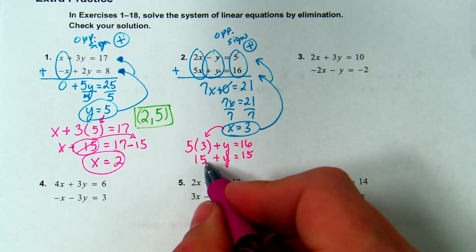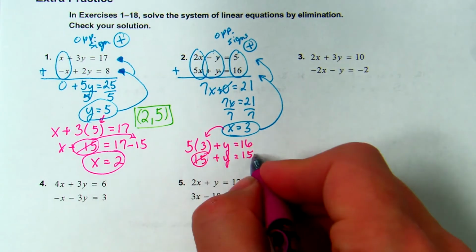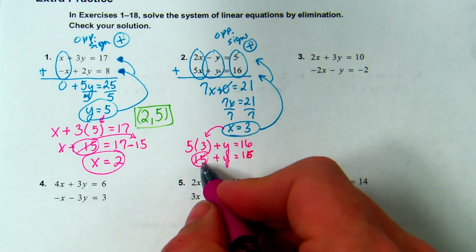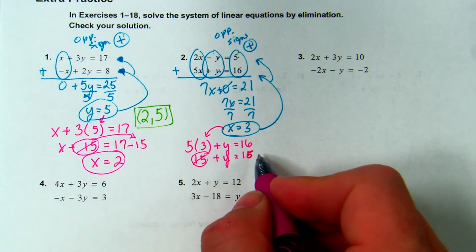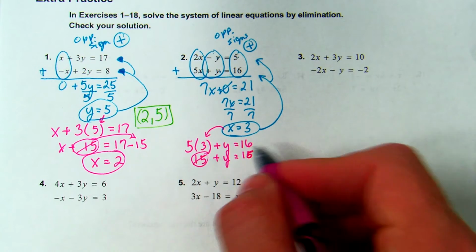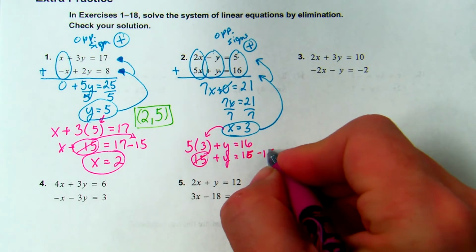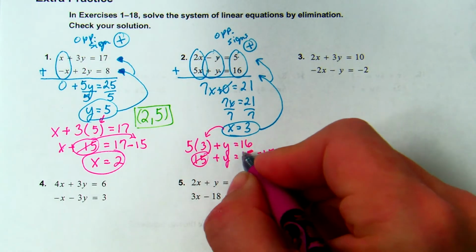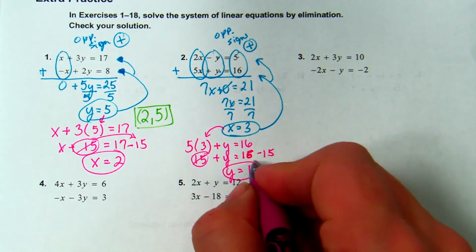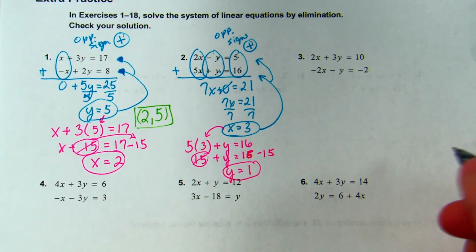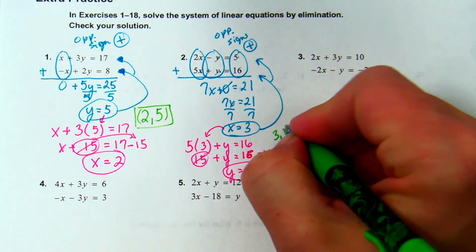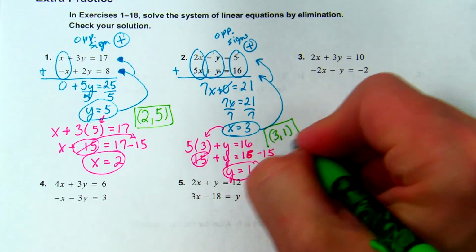We're going to take this positive 15, move it across. Oops, sorry, I wrote 15. It's supposed to be 16. We're going to take this positive 15, move it across to the other side. We know it just changes sign. Or if you want to subtract it from both sides, it's the same thing. Minus 15. So 16 minus 15, y is going to equal 1. So we have 3 and 1 as the solution to this system of equations on number 2.